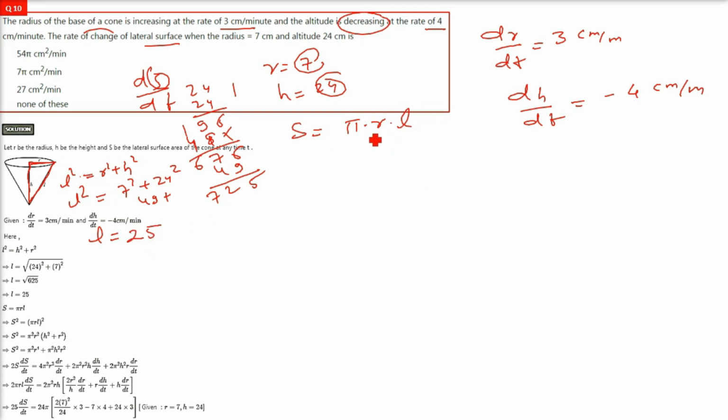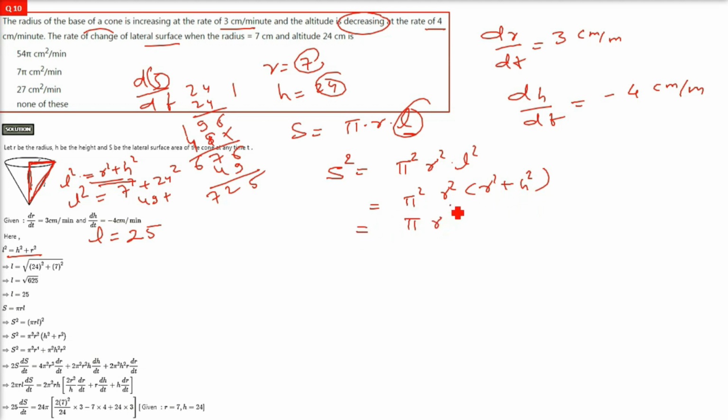Now going ahead with this question, we have to eliminate this L. L is not given. Only r and h, dr by dt, dh by dt are given. So anyways, we have to get rid of L. How are we going to do that? So s square, we'll just square both the sides. So s square is equal to pi square, r square and L square, because we don't want to deal with the root. That's why I squared both the sides. So pi square, r square. In L square you can write h square plus r square or r square plus h square.